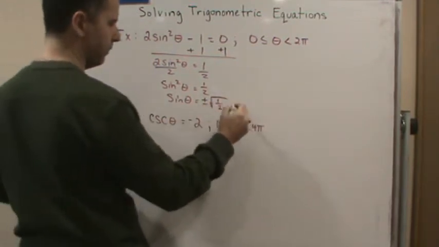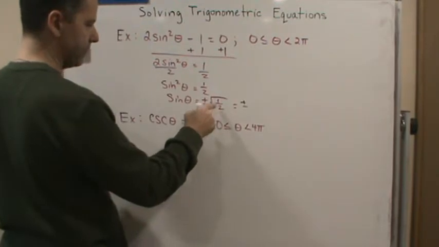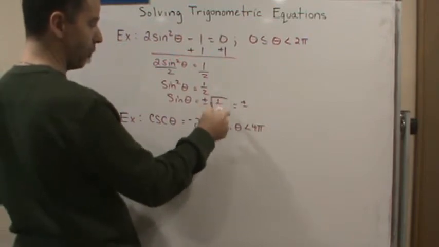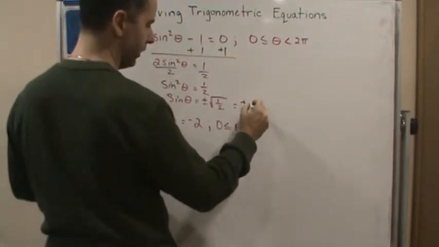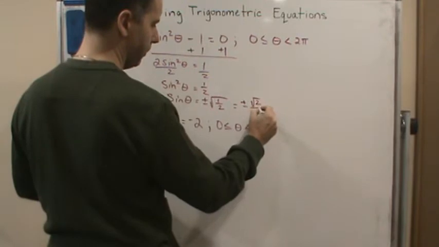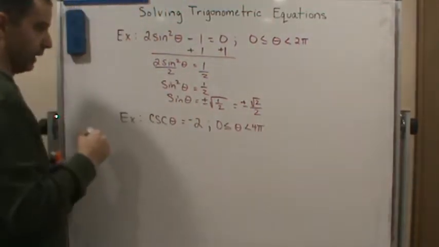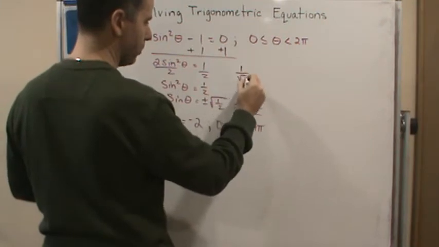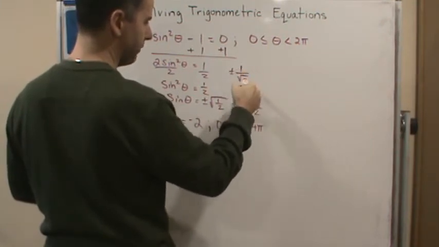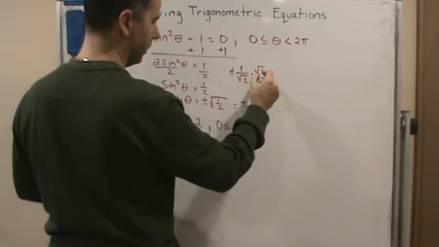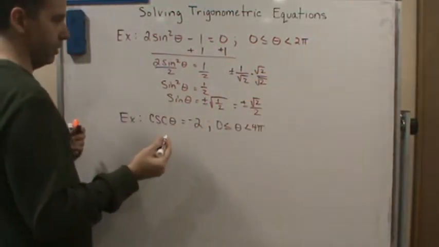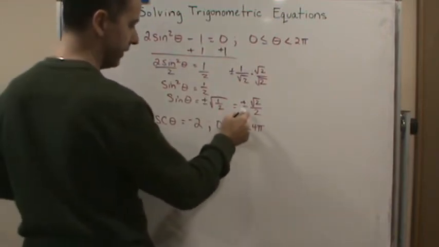Now, this is going to give me what? Plus or minus what? Well, the square root of 1 is 1 over the square root of 2, but I can't have the square root of 2 in the denominator, so I'm going to have to rationalize this. So this will give me the square root of 2 over 2. Again, remember, it's just going to give me 1 over the square root of 2, plus or minus, and then I have to multiply the top and the bottom by square root of 2. And that's where I get this.